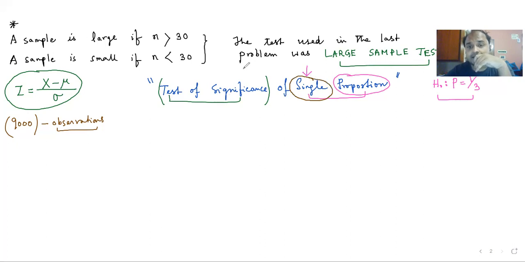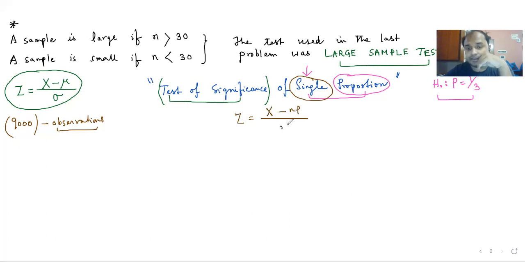It means testing of the hypothesis of no difference, and to judge whether its value is significant, and the value has been obtained. The value of the parameter has been obtained from a single population. So therefore, it is called the test of significance of single proportion. And in test of significance of single proportion, we'll always be using this particular formula.